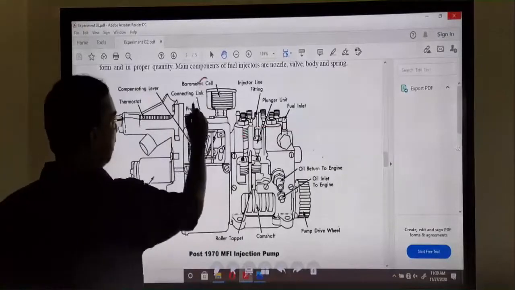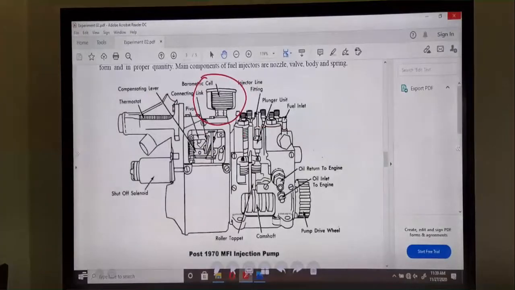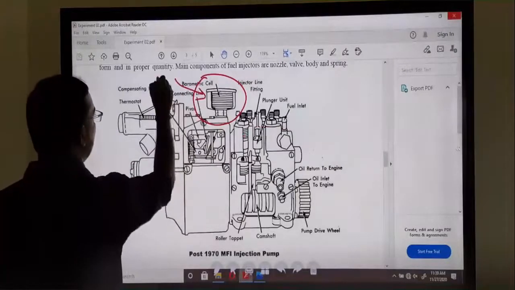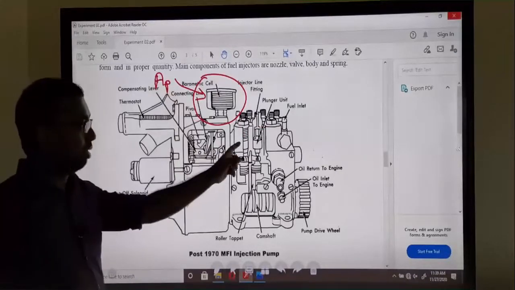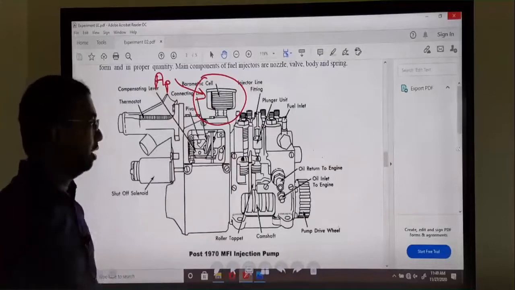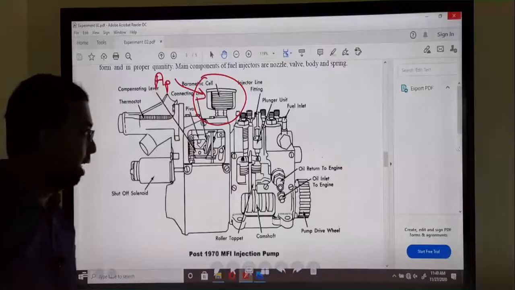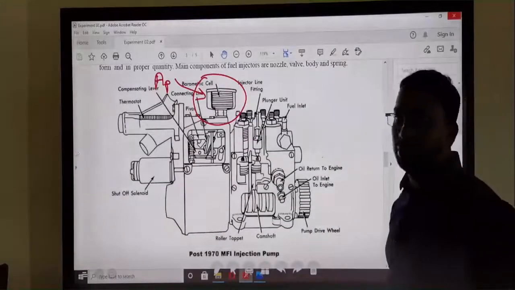So what is this? This is another thing, called a barometric cell. This is connected with this, like a filter. This is connected with the atmosphere pressure. Now you can see when this injection pump supplies the fuel, it obtains very high pressure to supply the fuel to the injector.